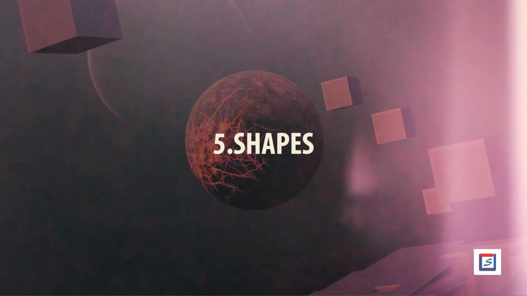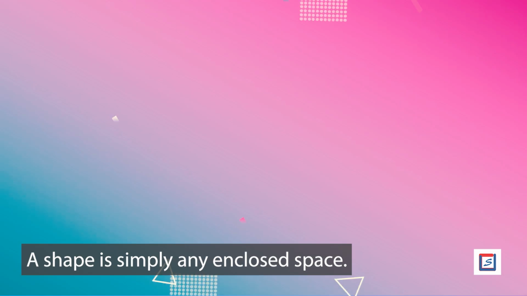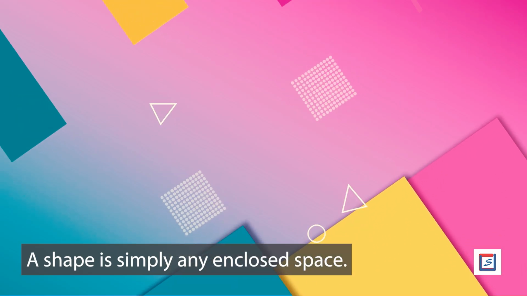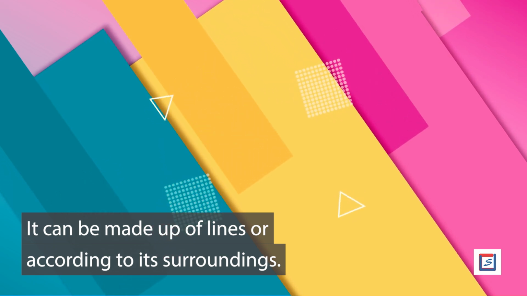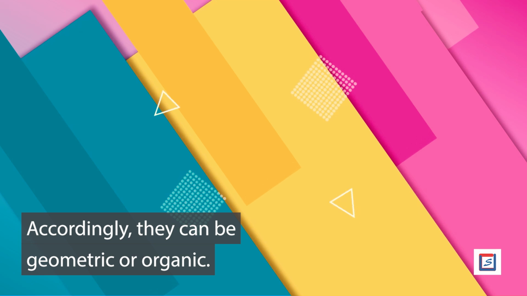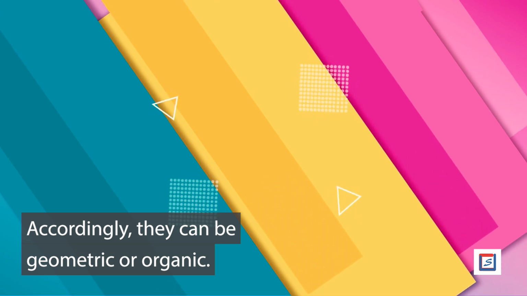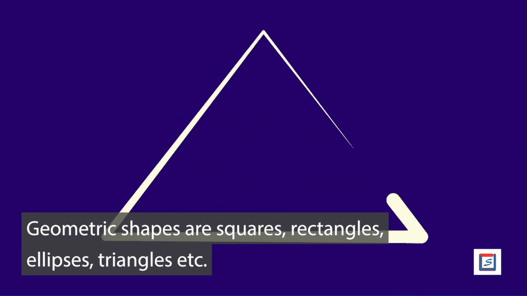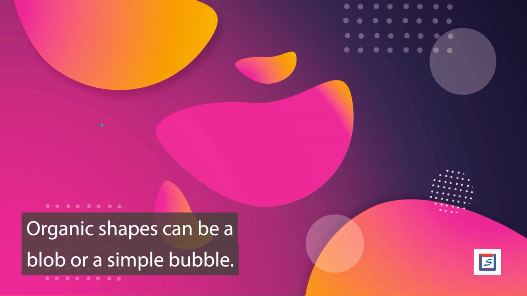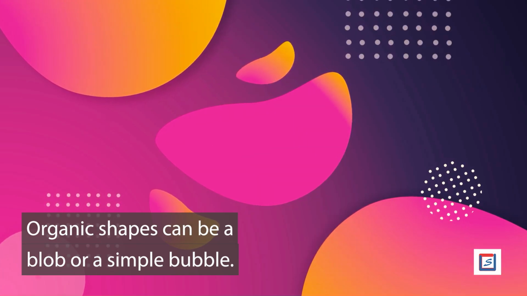Number 5. Shapes. A shape is simply any enclosed space. It can be made up of lines or according to its surroundings. Accordingly, they can be geometric or organic. Geometric shapes are squares, rectangles, ellipses, triangles, etc. Organic shapes can be a blob or a simple bubble.